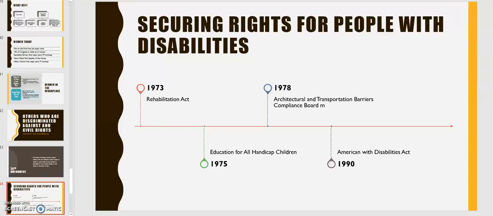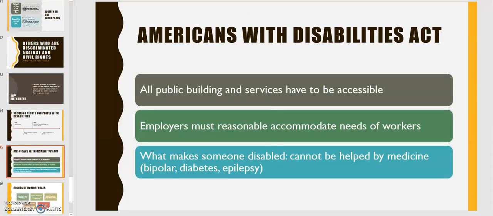In 1978, the Architectural and Transportation Barriers Compliance Board is created, and that establishes that you have to have ramps and that buses have to make it so that handicapped people can get on there. And in 1990, we have the Americans with Disabilities Act, which is the strongest legislation for securing rights for people with disabilities. This states all public buildings and services have to be accessible. Employers must reasonably accommodate the needs of workers, and it determines what makes someone disabled.